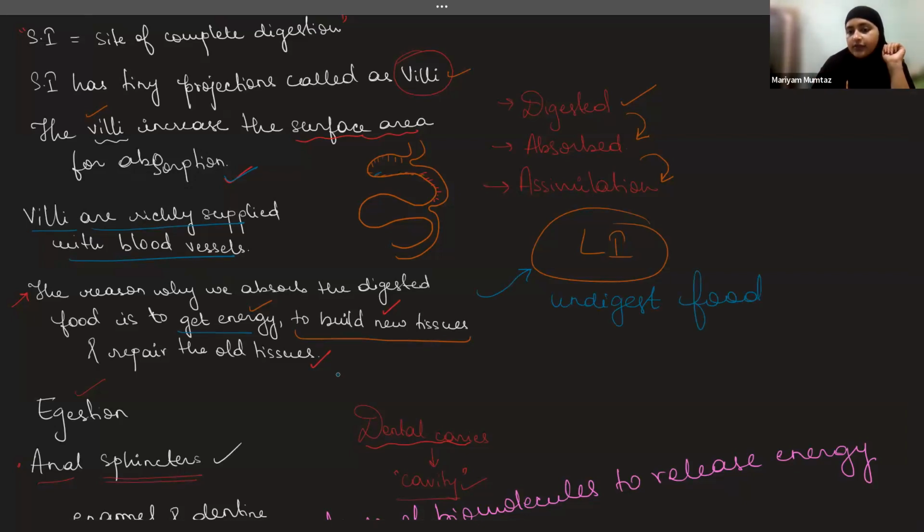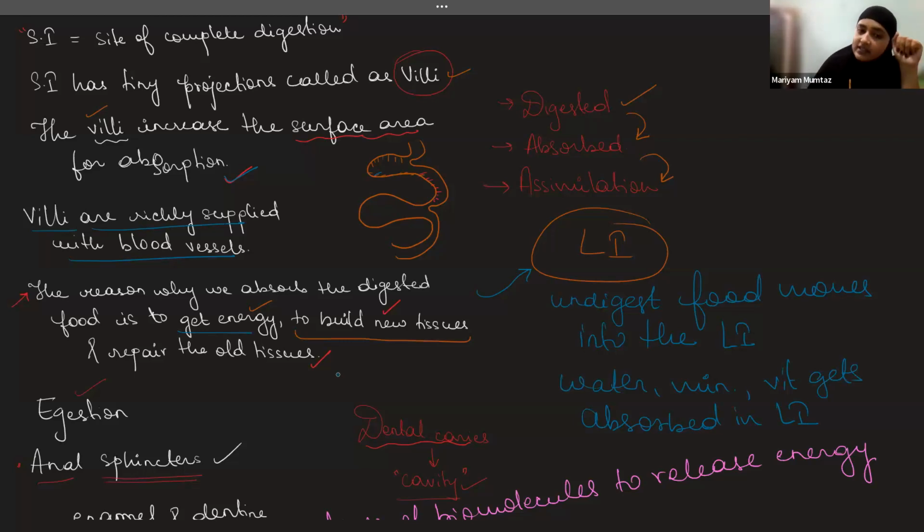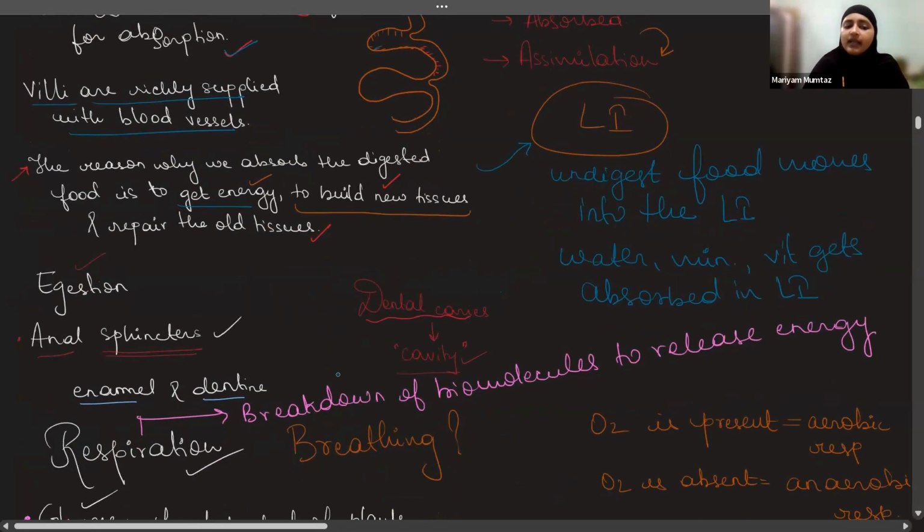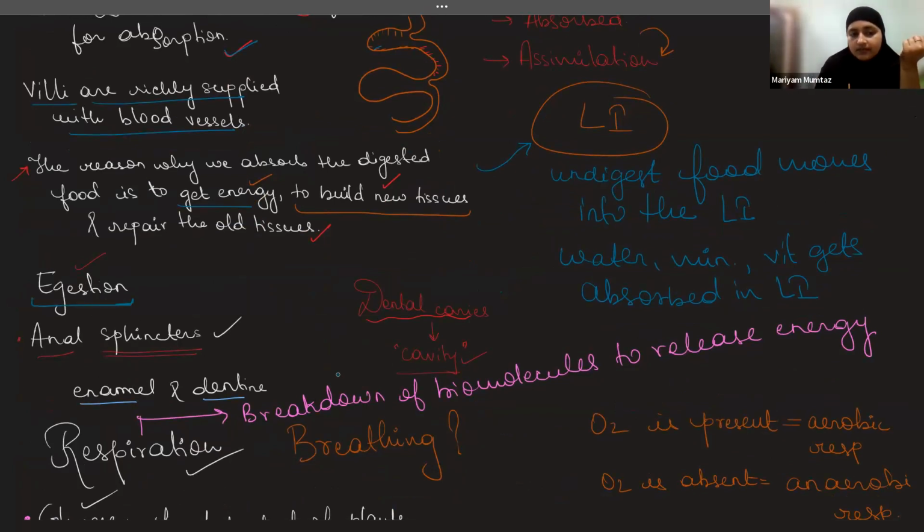Good. Undigested food moves into the large intestine, and here the excessive water, minerals and vitamins get absorbed. Now, after this, whatever food has been left, the one that is undigested, will be defecated, excreted out of our body, and that is known as egestion.